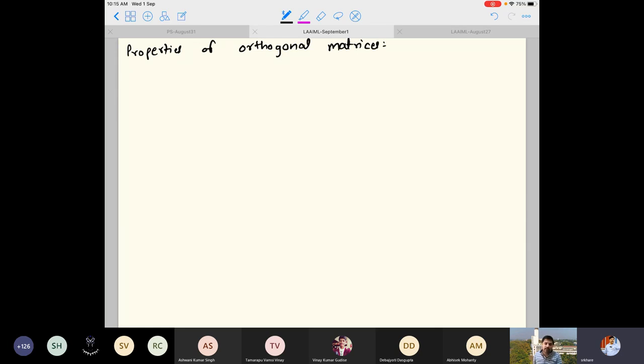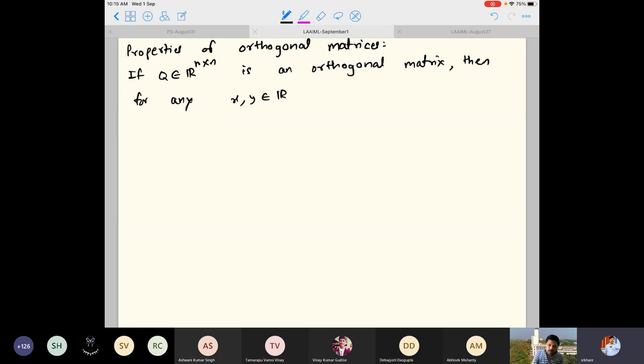Properties of orthogonal matrices is the following. If Q is an orthogonal matrix, n by n, then for any x, y vectors belonging to Rn, we have two properties satisfied. The inner product between Qx and Qy is the same as the inner product between x and y, and the norm of Qx is equal to the norm of x. So these two properties are really very important.